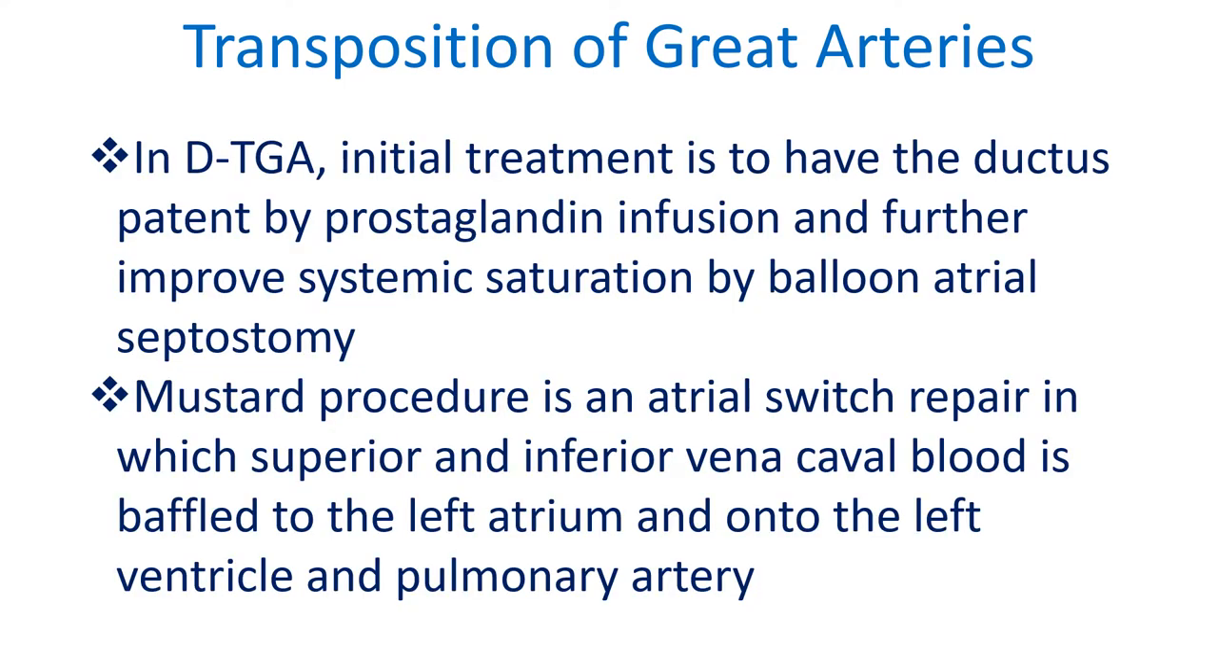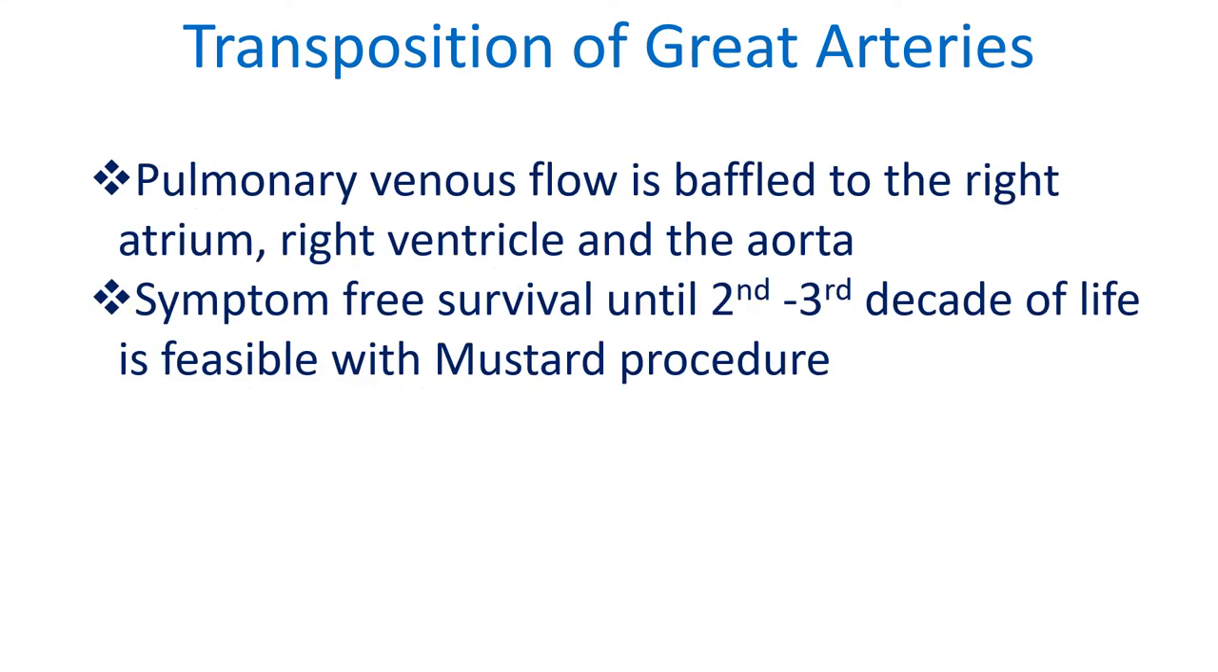In D-TGA, initial treatment is to keep the ductus patent by prostaglandin infusion and further improve systemic saturation by balloon atrial septostomy. Mustard procedure is an atrial switch repair in which superior and inferior vena cava blood is baffled to the left atrium and on to the left ventricle and pulmonary artery. Pulmonary venous flow is baffled to the right atrium, right ventricle and the aorta. Symptom-free survival until the second to third decade of life is feasible with the Mustard procedure.